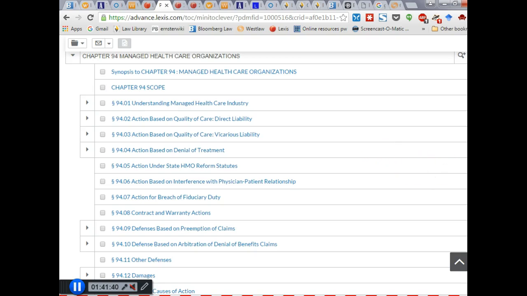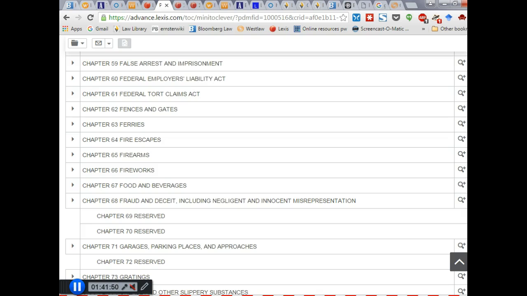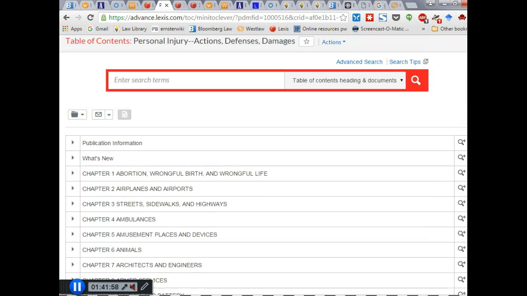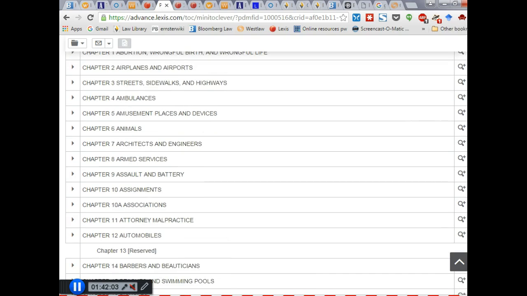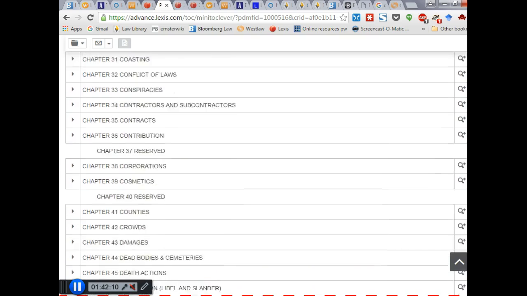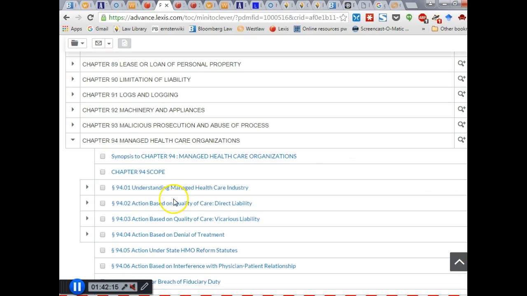And what Lexis will do, which is a little funky at first till you get used to it, and then actually I've grown to kind of like it, is it will give me the whole set, table of contents. So I can scroll back up to the top here. Whoops. And learn about personal injury. I don't know why it's doing like that, sorry. Personal injury, actions, defenses, and damages. And then it jumped me down to where our Chapter 94 was. So scrolling back down. Managed healthcare.